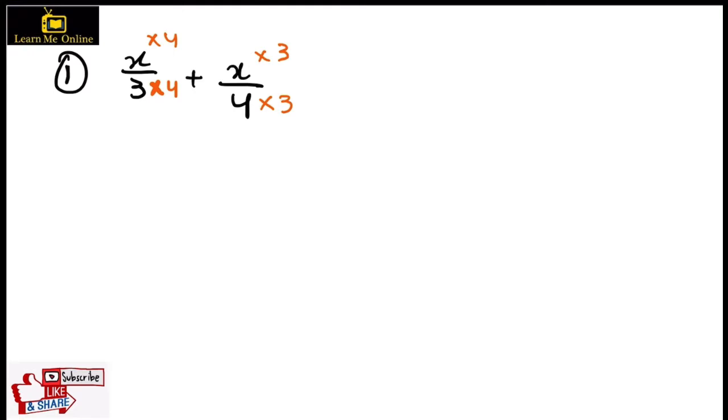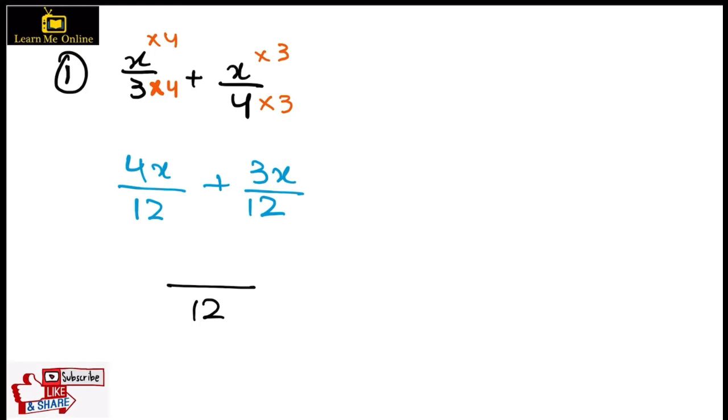Once we make the denominators the same, we write them down in simplified form. So we have x times 4, which is 4x. The denominator is 4 times 3, which is 12. With the next fraction, the numerator is 3x because 3 times x is 3x, and the denominator is 12. Once we have the same denominator, we can write it just once, which is the common denominator 12, and we add the numbers on the top. So we add 4x plus 3x, which gives 7x in the numerator, and the denominator is 12.